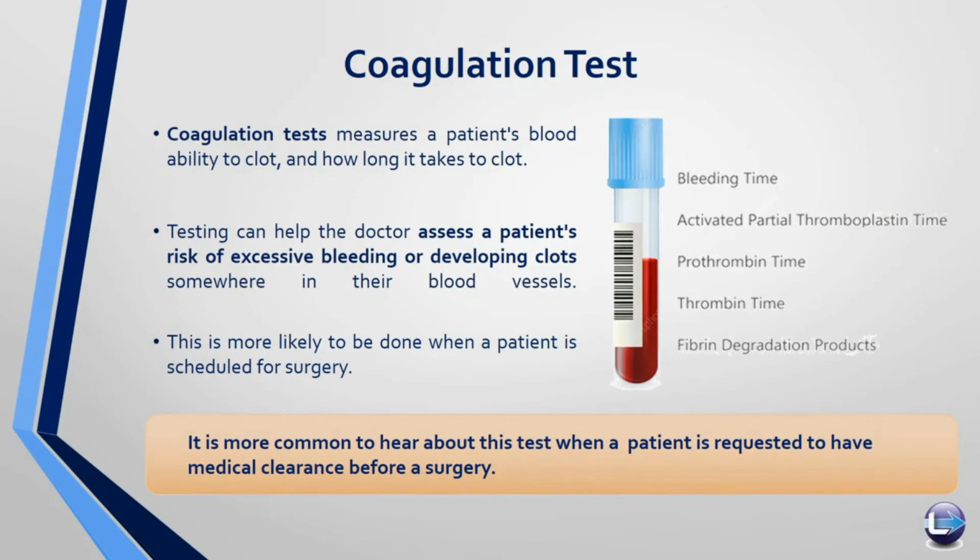Coagulation test. Coagulation test measures a patient's blood ability to clot and how long it takes to clot. Testing can help the doctor assess a patient's risk of excessive bleeding or developing clots somewhere in their blood vessels. This is more likely to be done when a patient is scheduled for surgery. It is more common to hear about this test when a patient is requested to have a medical clearance before a surgery. Here we can see a panel that shows us bleeding time, activated partial thromboplastin time, prothrombin time, thrombin time, and fibrin degradation products.